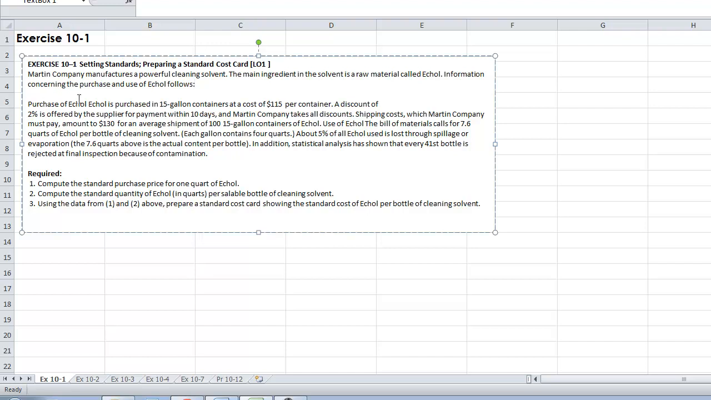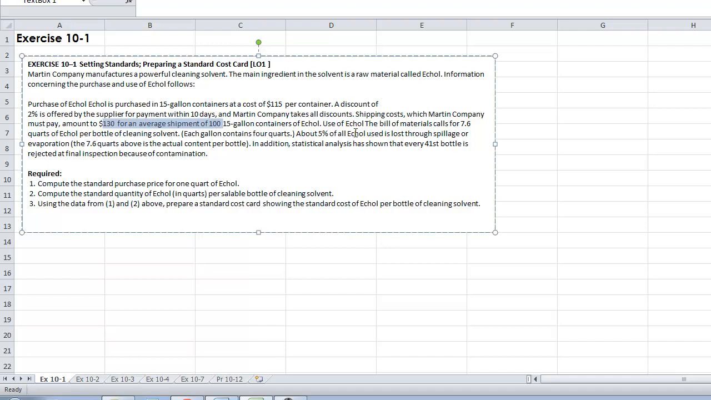Purchase of ECOL: it's purchased in 15-gallon containers at a cost of $15 per container. A discount of 2% is offered by the supplier for payment within 10 days. Martin Company takes all discounts. Shipping costs, which Martin Company must pay for, amount to $130 for an average shipment of 115-gallon containers.